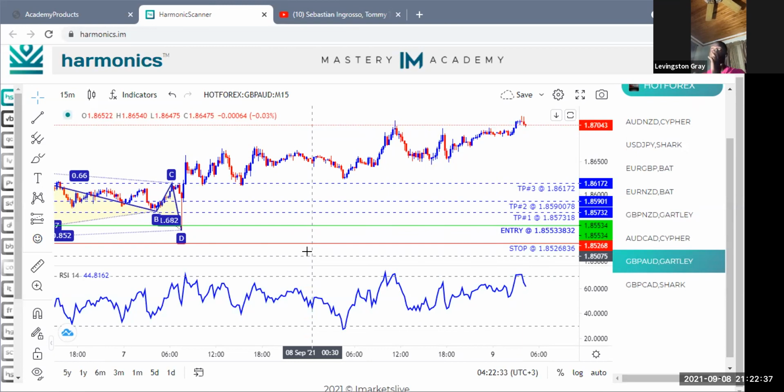If the take profits are above the green line, drop it in the chat. What are we going to do? Let me know what we're going to do. If the take profits are above the green line, what are we going to do? Drop it in the chat for me.